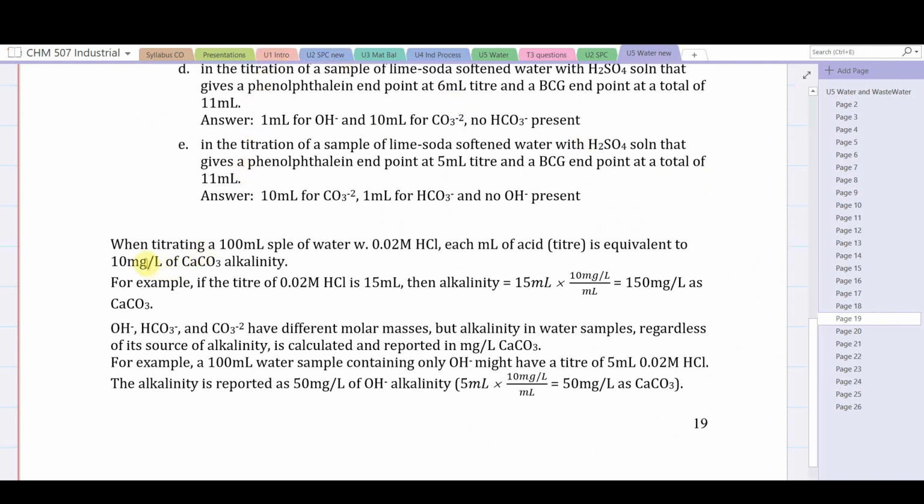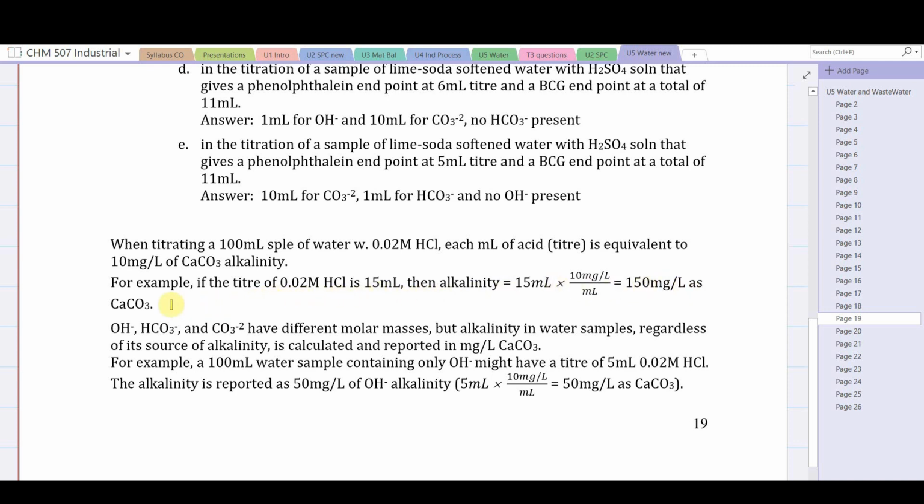So the standard procedure for measuring alkalinity in boiler water is to start with a 100 ml sample of the water. You're going to add phenolphthalein indicator first, and titrate with 0.02 molar HCl or 0.02 normal sulfuric acid. And each mil of acid titer is equivalent to 10 milligrams per liter of calcium carbonate alkalinity. So for example, if the titer of 0.02 molar HCl was 15 mils, then it's 15 mils times 10 milligrams per liter of carbonate alkalinity per mil, so that's 150 milligrams per liter as calcium carbonate.